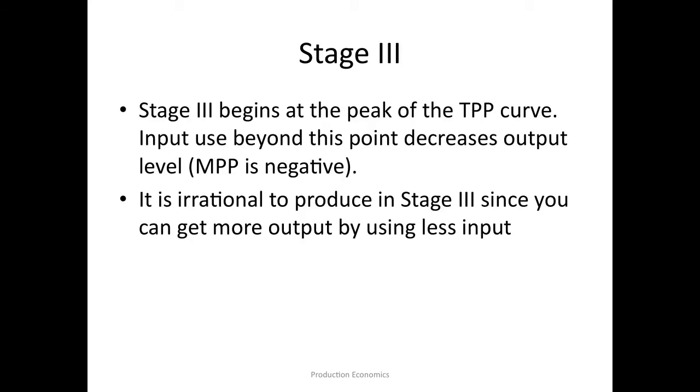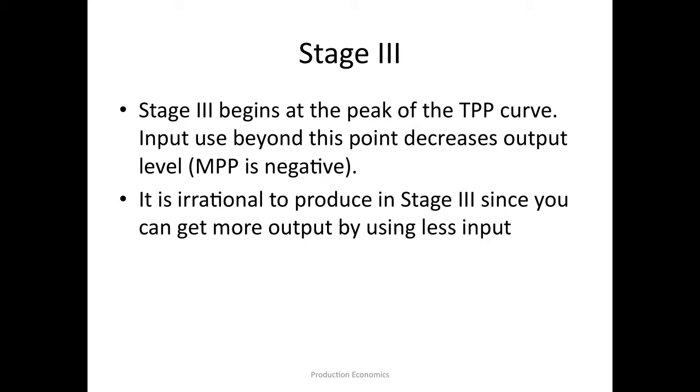Stage 3 begins at the peak of the total physical product curve. Input use beyond that point actually decreases output. When that happens, we know that marginal physical product is negative. The idea here is that it would be irrational to produce in stage 3 since you can get more output by using less of the input.